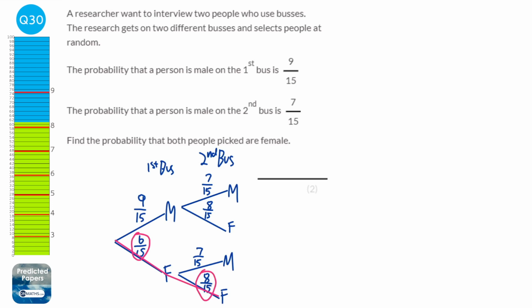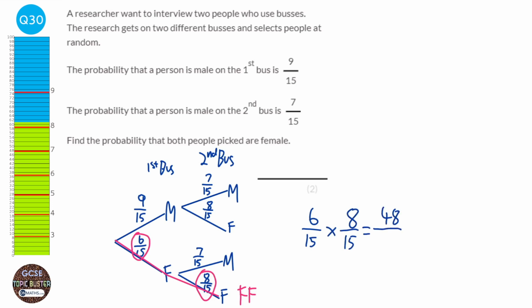The word "and" in probability means times. So whenever you're finding the probability of getting to an outcome, so this outcome would be FF, because they're both female, you are multiplying the fractions that you go across. So it would be 6/15 times 8/15. So 6 times 8 is 48. And times the bottoms, 15 times 15 is 225. Now you can actually cancel that down. So what you can do is divide top and bottom by 4. Is it 4? No. You can divide top and bottom by 3. And that would be 16/75. So either 48/225 or 16/75.